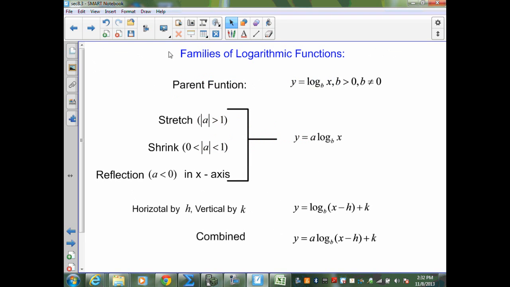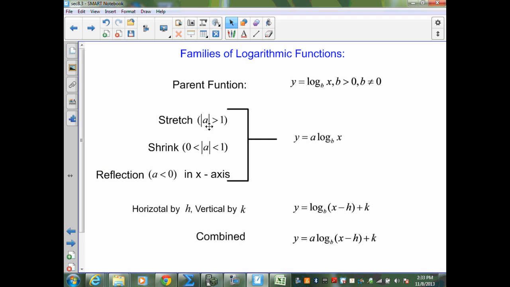We're familiar with families of functions. We already looked at that in the previous section with a parent function of an exponential function. Here, we have families of logarithmic functions. We have a parent function of y equals log base b of x, where b is greater than 0, but b cannot be equal to 1. And we are familiar with stretch, shrink, and also the reflection.